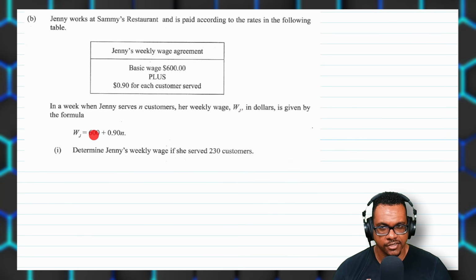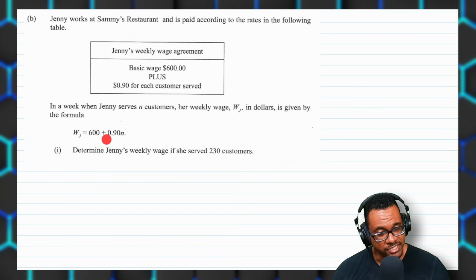So we see the $600, which is constant because no matter how many customers she serves, she will always get the $600 a week. Now, this is the 90 cents per customer. So 90 cents multiplied by the number of customers will give her this extra money. So now determine Jenny's weekly wage if she served 230 customers. Remember, N is the number of customers and this is the formula for Jenny's weekly wage.